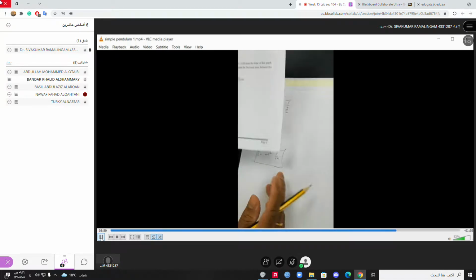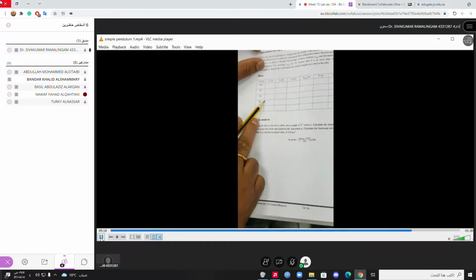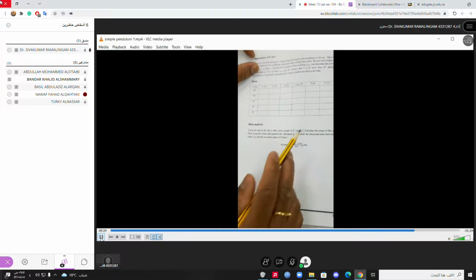By using this formula, I'm going to calculate G in today's experiment. Let us go to the second schedule, L. Here, I'm changing the length. In the first part, I fixed the length. Now I'm changing the length: 100 centimeter, 80 centimeter, 60, 40 and 20. And this is T1, time taken for first trial, second trial, third trial. Average of this, and divide this by 10. You square it. You're repeating the experiment for various values of L. And finally, we're going to draw the graph of T square versus L.